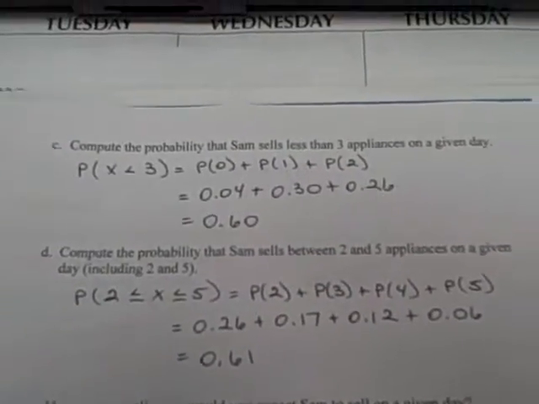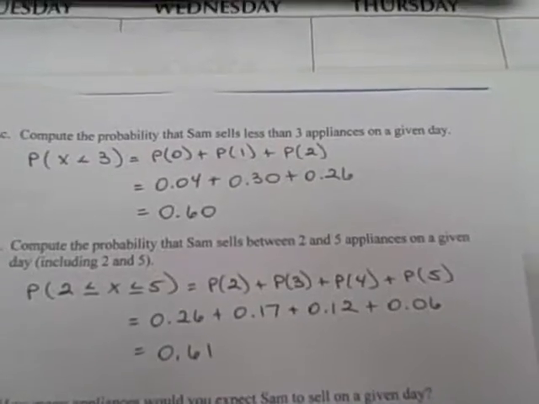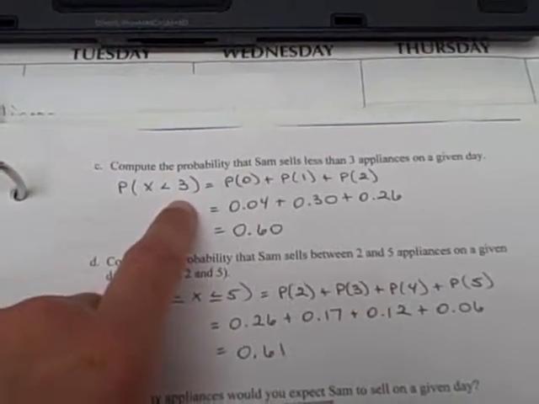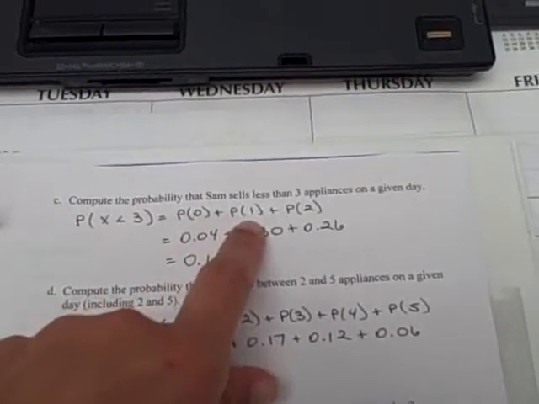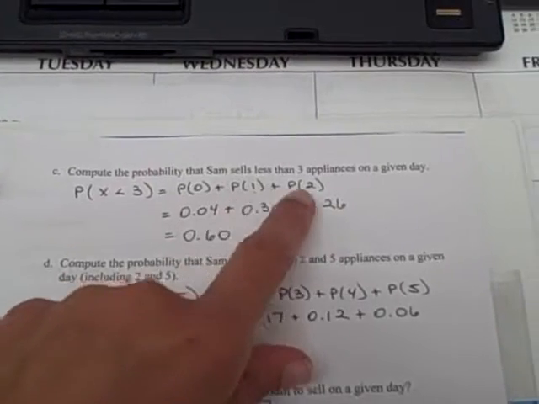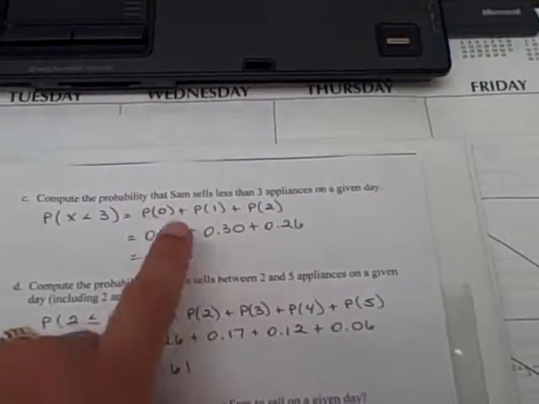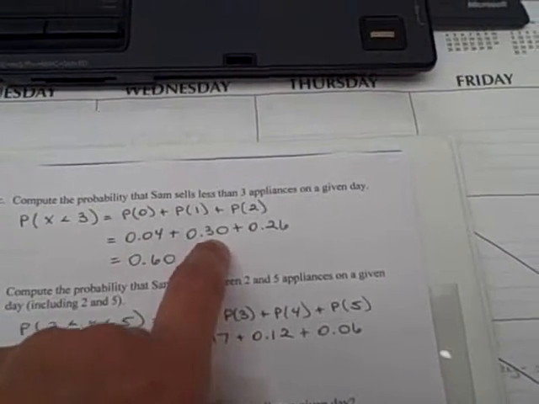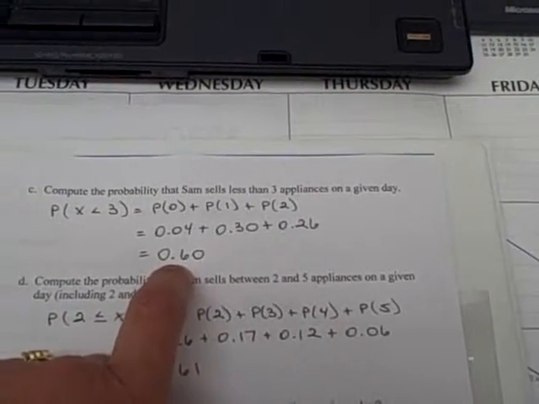Compute the probability that Sam sells less than 3 appliances on a given day. So we want the probability that X is less than 3. That means we're going to add up the probability of selling 0 appliances plus the probability of selling 1 appliance plus the probability of selling 2 appliances. If you go back and look at our probabilities, that was 0.04 plus 0.30 plus 0.26, which when you add those up, you get 0.60.